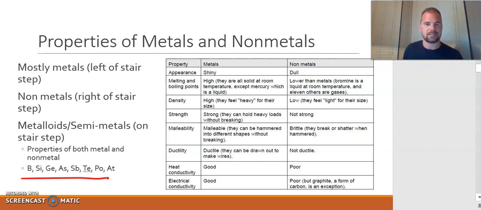Nonmetals are just the exact opposite. They are dull. They have lower melting points and boiling points, low densities, and are not very strong. They're very brittle, so you can't really stretch them, and they are poor conductors of heat and electricity. My recommendation is know the metals, and then just know the nonmetals are the opposite.